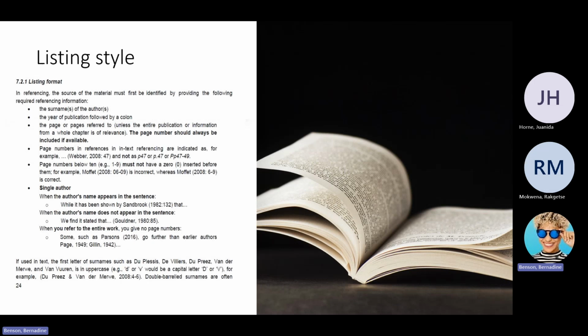Just something on the listing style or the format. We start with the surname of the author or authors, followed by a comma, a space, and then an initial in capital letters with a full stop, and then a space. Then it's the year of publication. So this is now in the text, the year of publication, followed by a colon, and the page number should always be included if available. You have the colon, and then you have the page number. So here are some examples of what that would look like in the text.